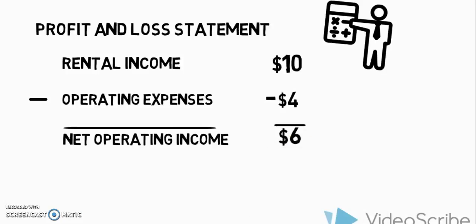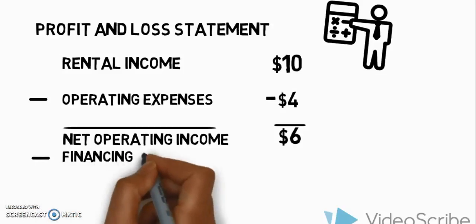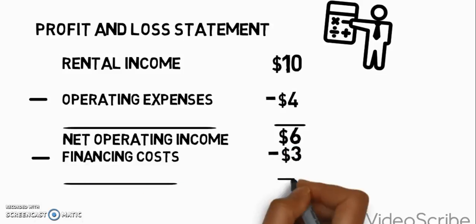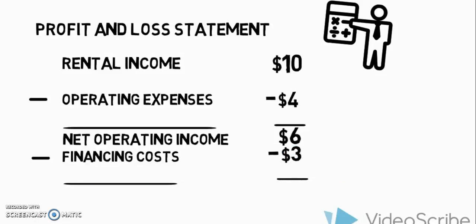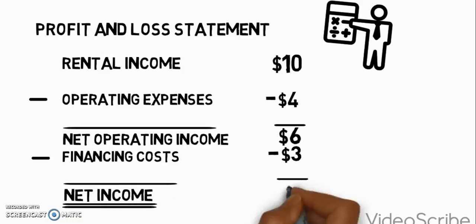This is money to cover our financing costs, that is mortgage payments. Our financing costs in the example are $3, so net operating income minus financing cost derives net income from rents, that is $3. Next step, let's introduce risks and opportunities to each section of our profit and loss statement, that is income section, operating expense section, and financing cost section.